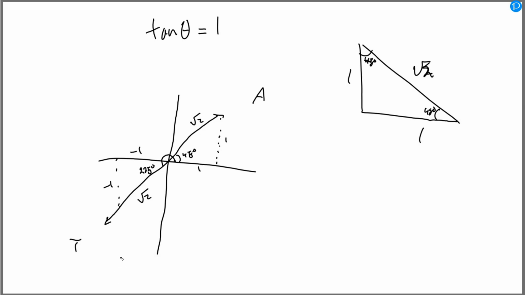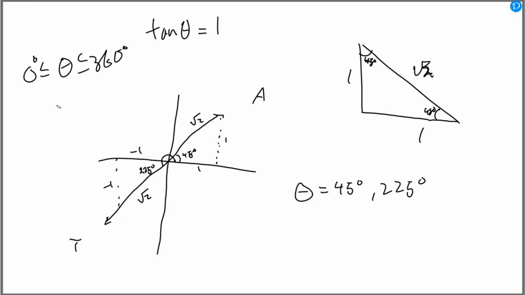And these are two solutions within one rotation. So technically, there could be an infinite number of solutions for theta, but if we keep it within 360 degrees, there are only two solutions. So theta could equal 45 degrees or 225 degrees. So always be very careful with the restrictions on the domain, because if those aren't given, you have infinite solutions. And again, there is a way to represent that, but we won't be going over it.